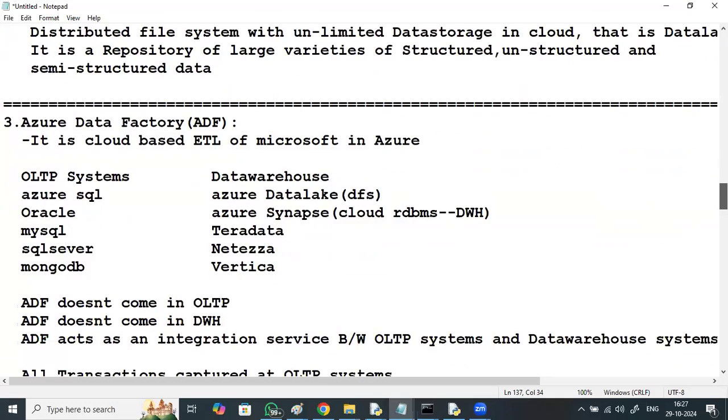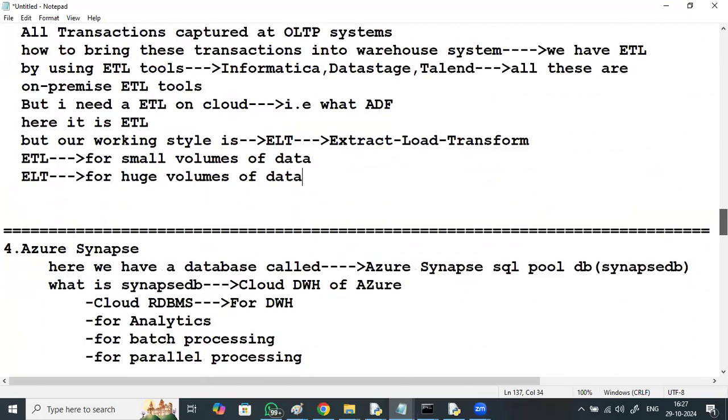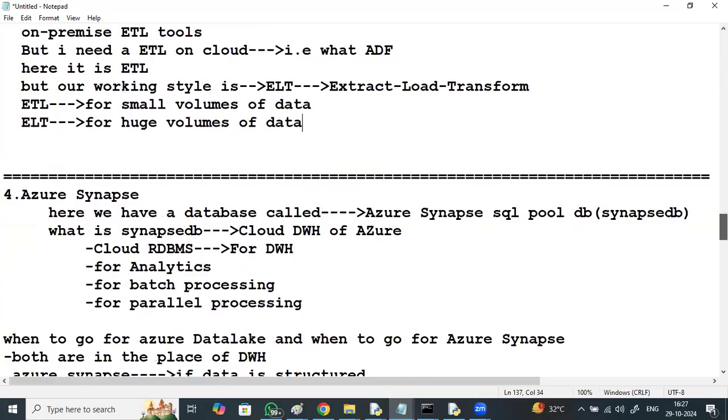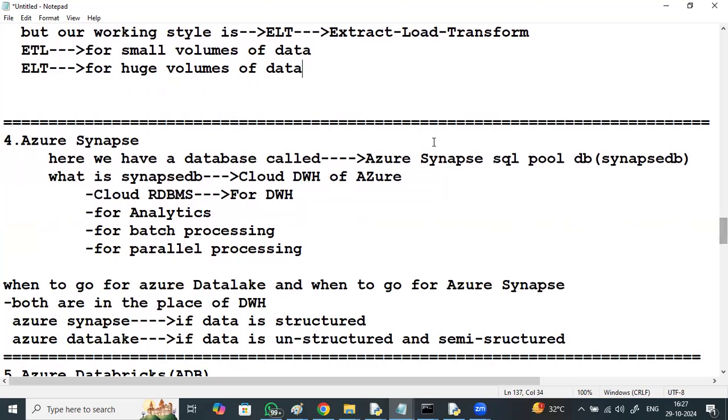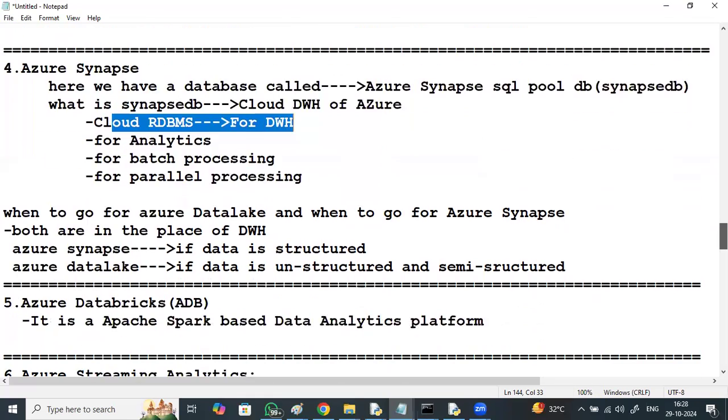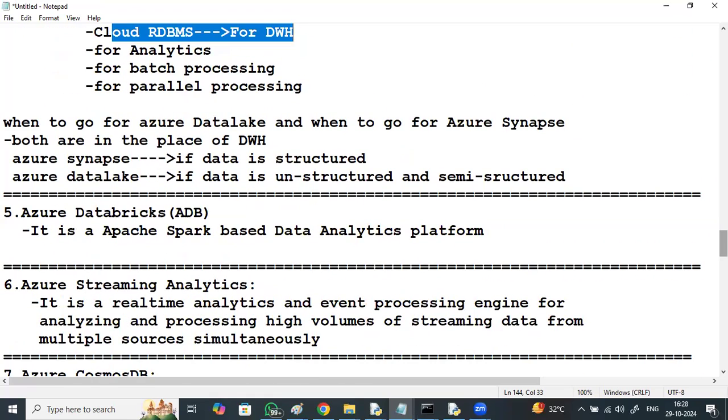I was discussing Azure Synapse, right? It's a data warehouse. It's a cloud data warehouse of Azure, a cloud DBMS for data warehouse, for batch processing and parallel processing. All right.